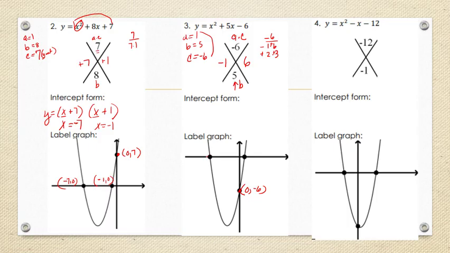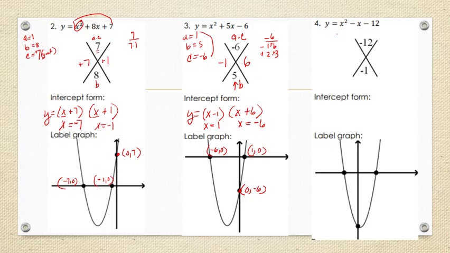So this intercept form is going to be x minus 1 and x plus 6. All right, so this coordinate here is going to be negative 6, 0. This coordinate here is going to be 1, 0, because you set these equal to 0 or do the opposite of what's in the parentheses.